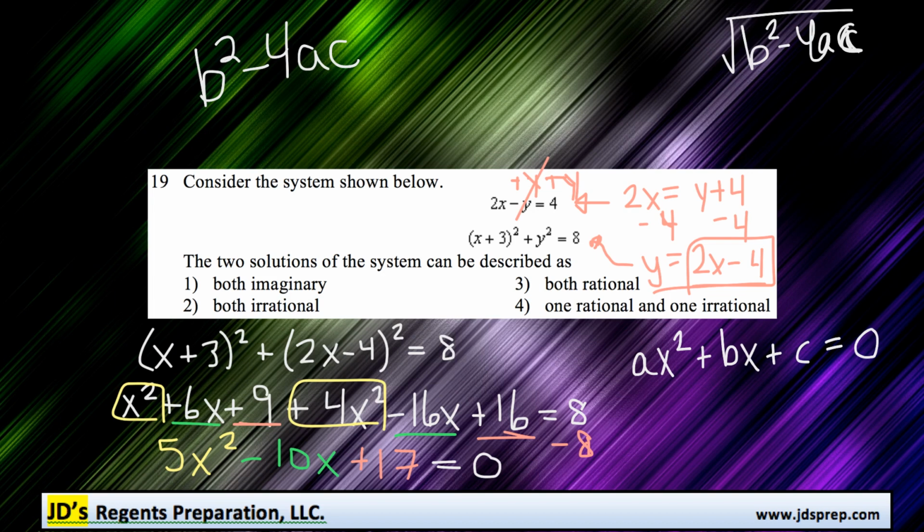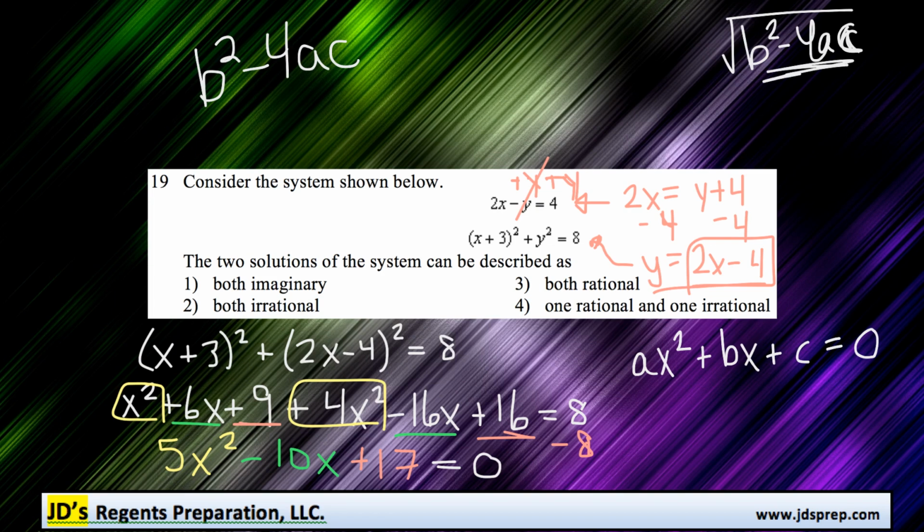So if what's inside the square root is negative, for example, then you know you're dealing with imaginary numbers, because you cannot square root a negative number unless you're dealing with imaginary numbers. So let's go ahead and try it and see what happens.